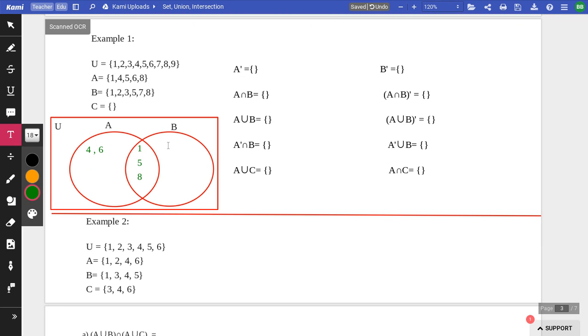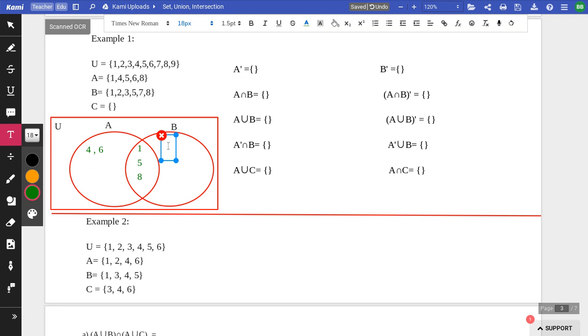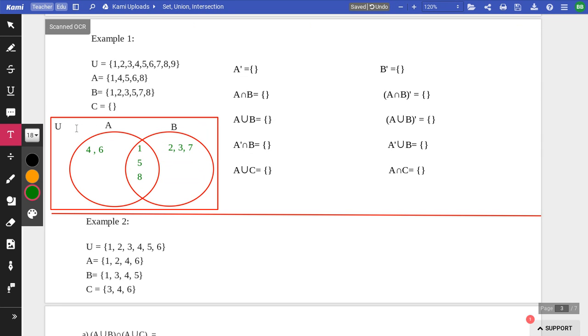And in B, we have 1, 2, 3, 5, 7, and 8. So the only number that's not represented so far is 9. So that's out here in the universe.